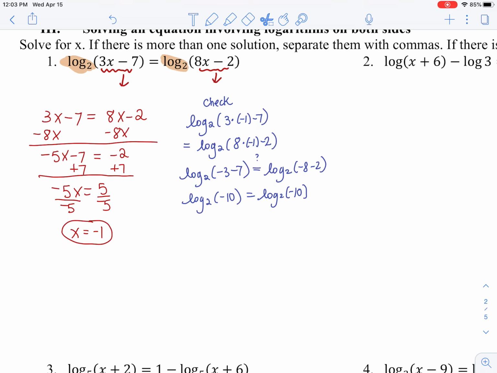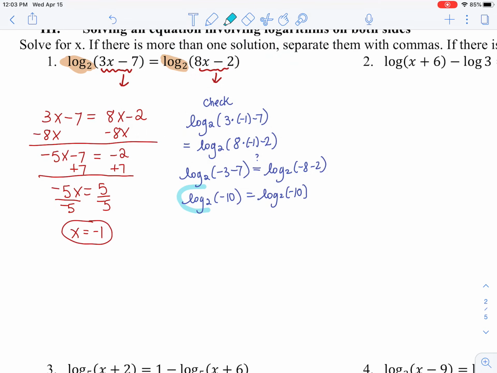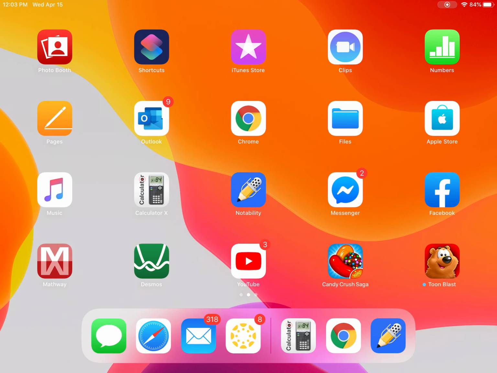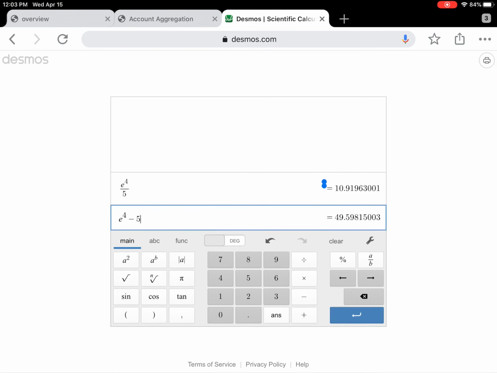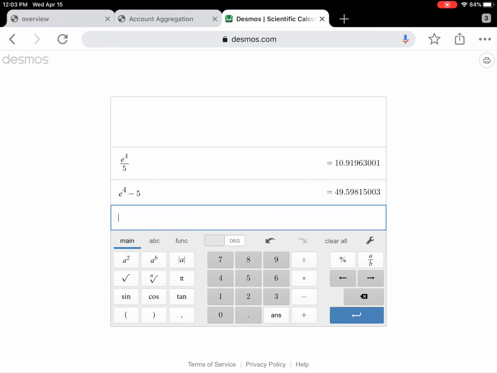We're fine. But if you remember something about the domain of a logarithmic function, how did you set up the equation when I asked you to find the domain of a logarithmic equation or function? You did. Argument must be greater than or equal to 0. So what I'm going to show you is this. I'm going to go ahead and type this in my calculator, log base 2, -10, and show you that this is actually undefined.